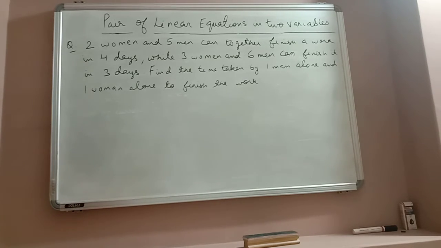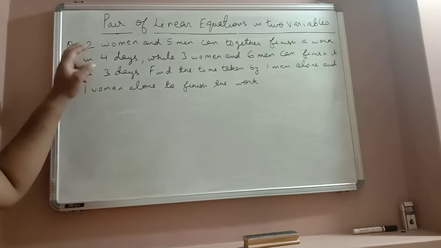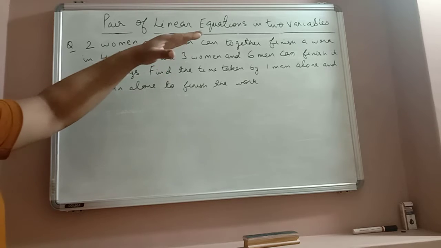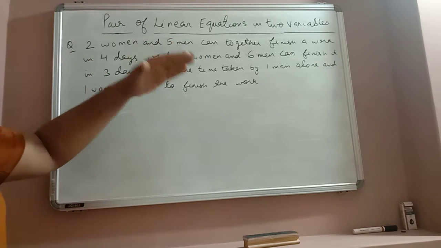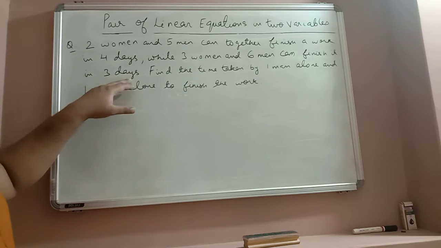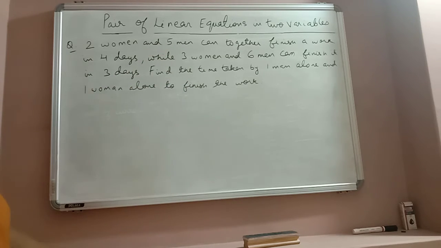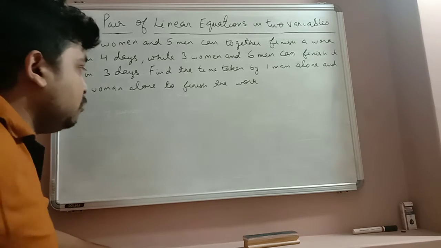Alright students, so let's take up another question. The question says that 2 women and 5 men can together finish a work in 4 days, while 3 women and 6 men can finish it in 3 days. Find the time taken by 1 man alone and 1 woman alone to finish the work. So again we need to find two things, the time taken by 1 man alone to finish the work and the time taken by 1 woman alone to finish the work. Let's take these values to be x and y.